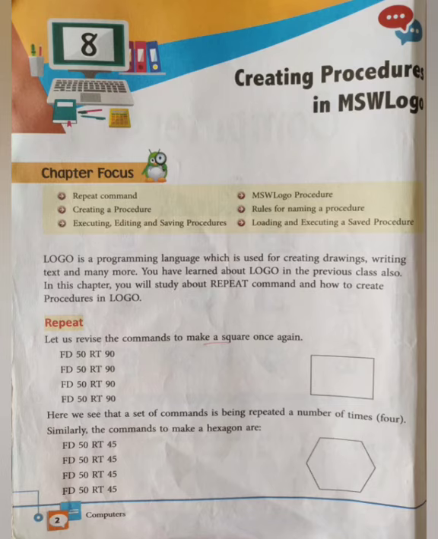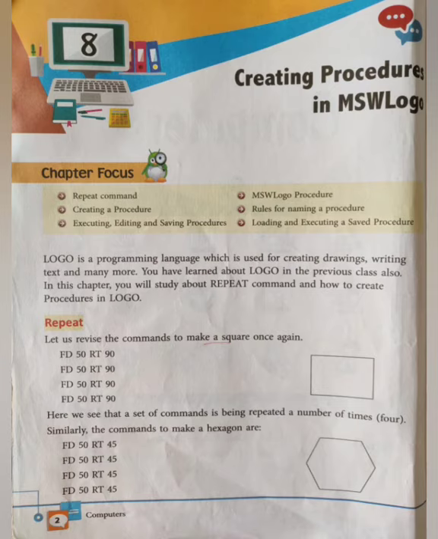MSW logo. In this chapter, we will focus on some important points, that is repeating command, MSW logo procedure, creating a procedure, rules for naming a procedure, executing, editing and saving procedures, loading and executing a saved procedure. Logo is a programming language which is used for creating drawings, writing, text and many more.